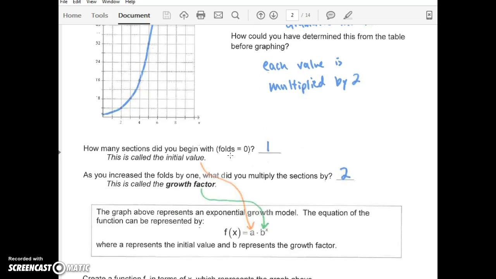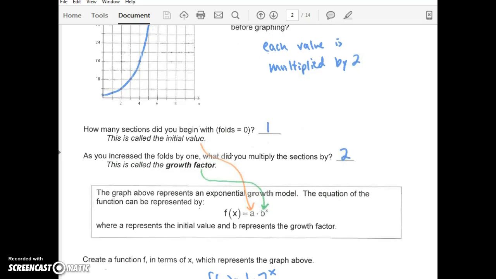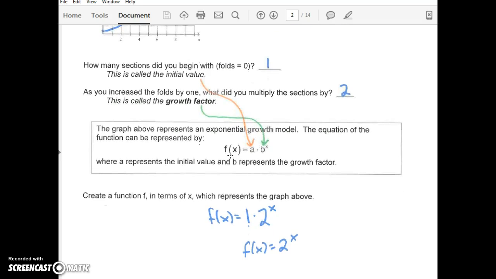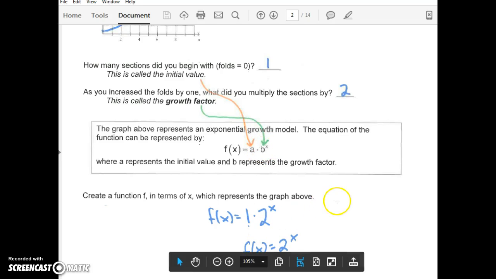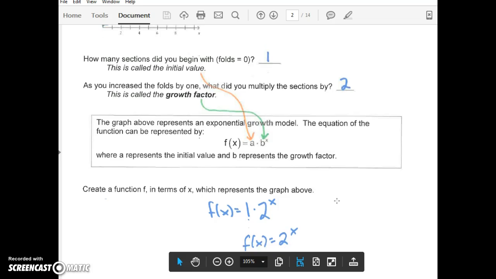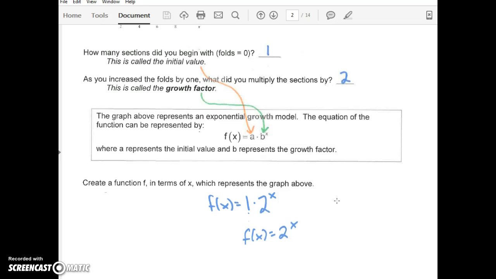So then how do we actually write the equation? Well, we have to start off with an initial value. And our initial value was 0 folds. So in 0 folds, we had just the one section. And each time we folded, we doubled the number of sections that we had. That's what's called our growth factor. So when we're creating this growth model, we're going to take our initial value, which is a, it's 1 in this case, and our growth factor, which is 2, and that's b, and just plug those in. So our function then is 1 times 2 to the x. And now we can simplify that further if we want to, because 1 times anything is just what it is.